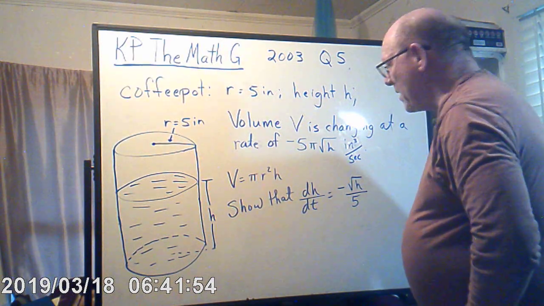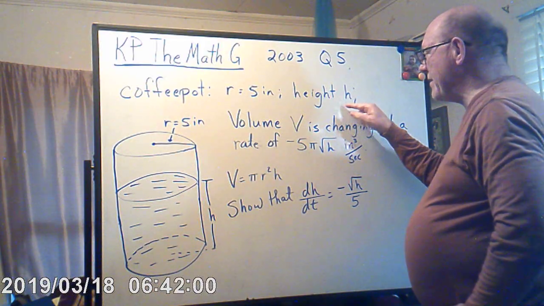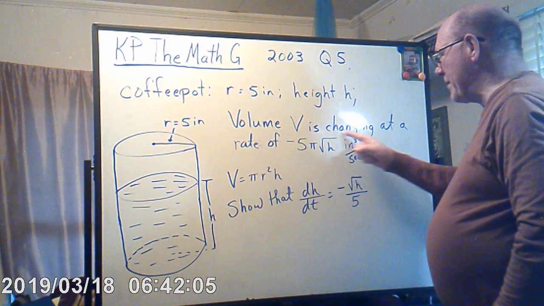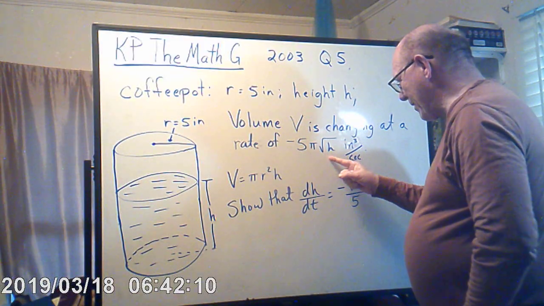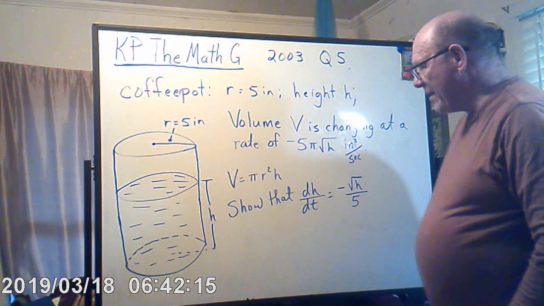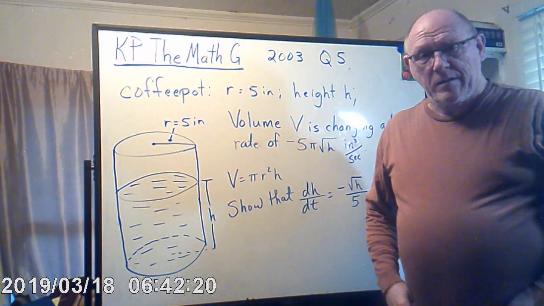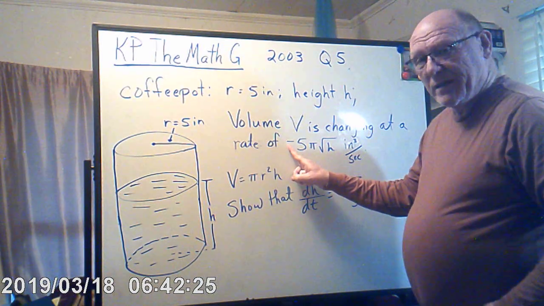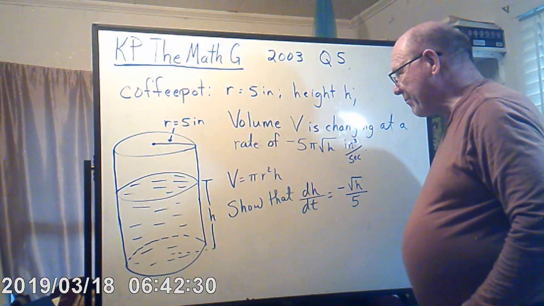And of course it's in a right circular cylinder with height h, radius is 5 inches, and the volume is changing at a rate of -5 pi times the square root of h cubic inches per second. So we see that the volume is changing. What do we know about this volume? Decreasing, isn't it? Decreasing because this is negative. Okay?